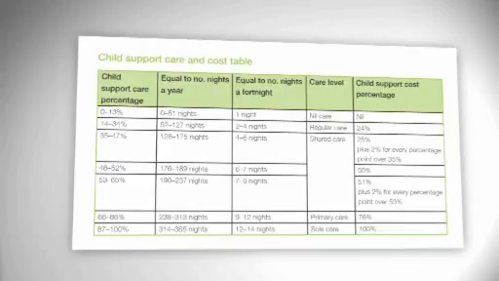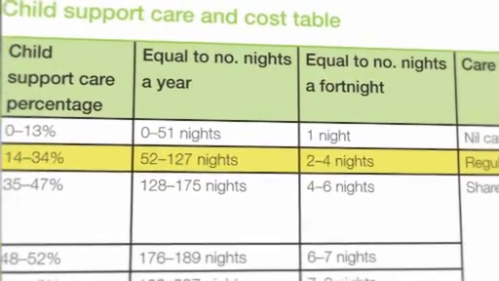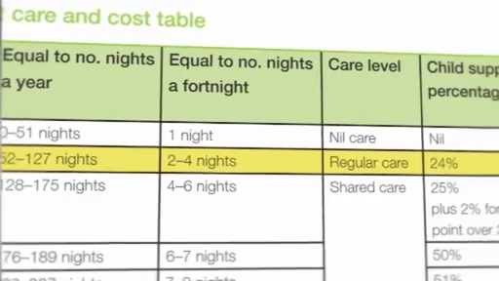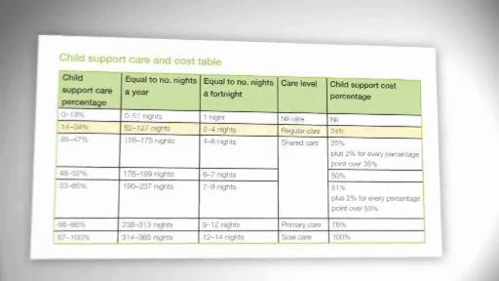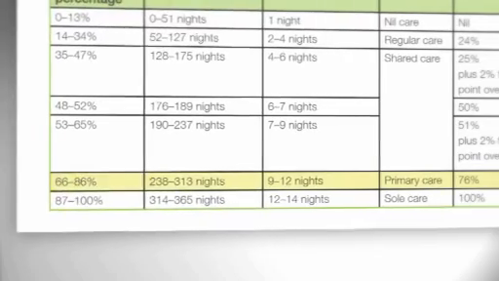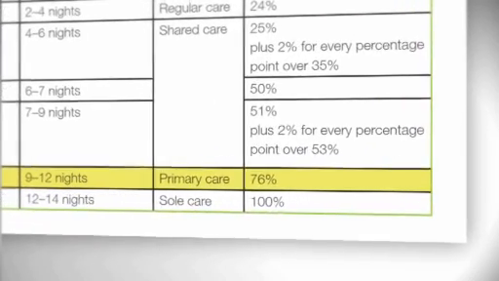Now we need to make an allowance for the percentage of care that each parent has. Joseph, remember, has his kids some weekends and in the holidays. This works out at between 14 and 34% of the time. This is equal to Joseph directly meeting 24% of the costs, based on the child support care table. Ellie has care of the children between 66 and 86% of the time, which, based on the child support care table, means Ellie is meeting 76% of the total costs directly.